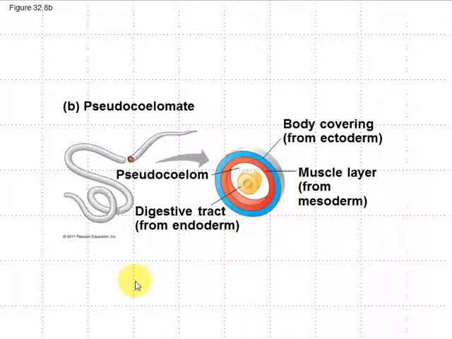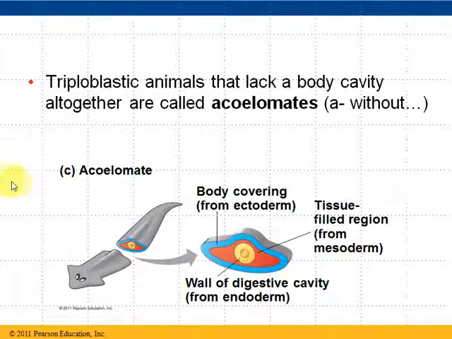Finally, there are a few creatures, and this would usually be some of the less complex, the more simple ones. There are some triploblastic animals that lack a body cavity altogether, and they're called acoelomates. You tack an A onto most science words, and the A means against or without. So acoelomates have no body cavity, no opening at all.